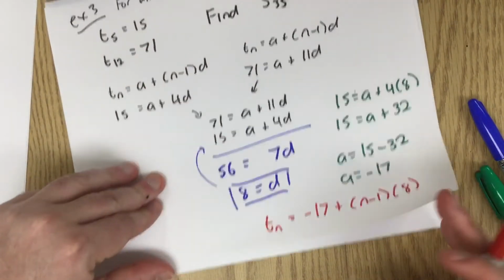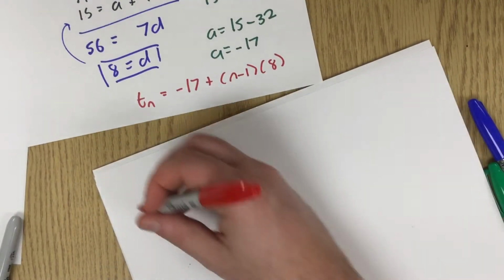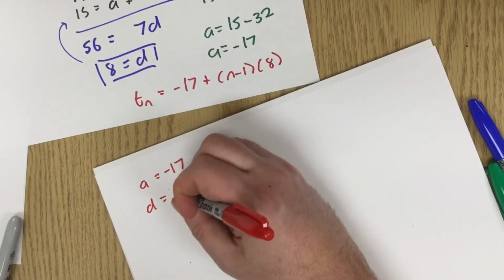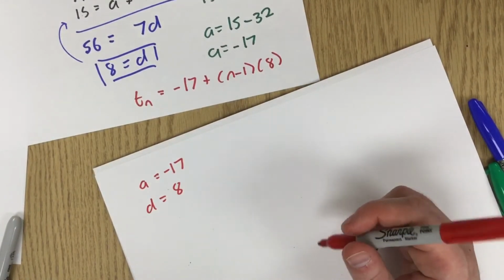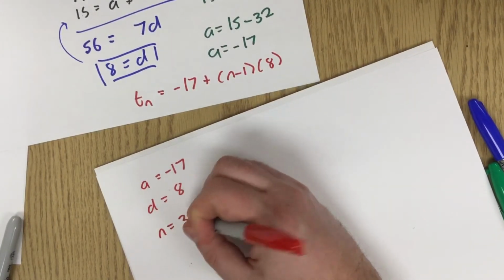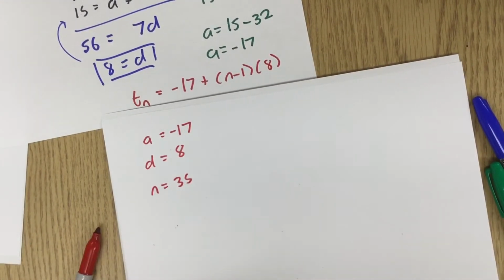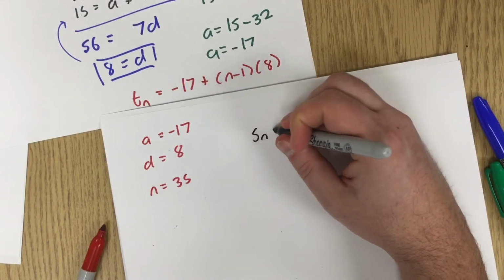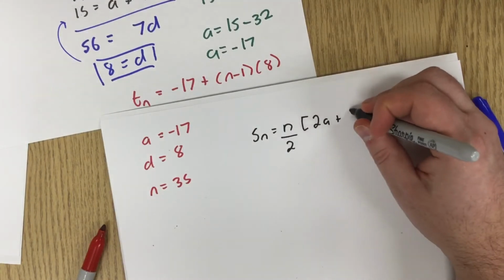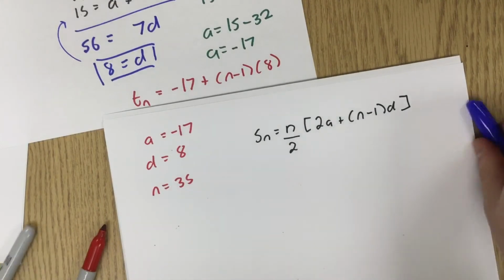The question is, what is S35? So to figure out S35, we are going to use the values we know, which is a equals negative 17, d equals 8. And if we're trying to find S35, then n is going to be 35. So what we know is that Sn equals n over 2 times (2a plus (n minus 1)d).